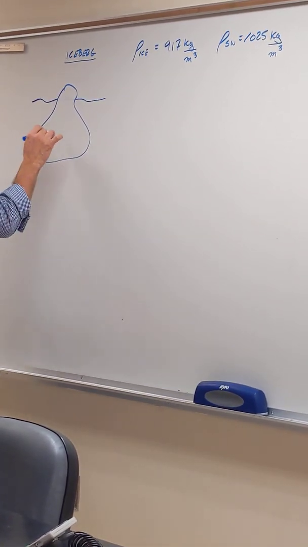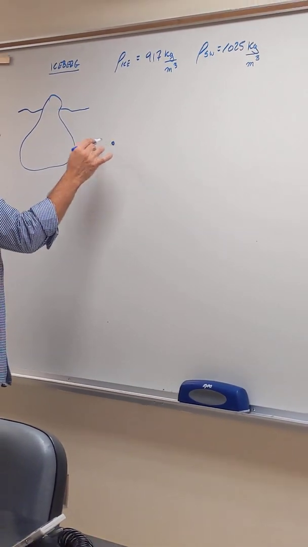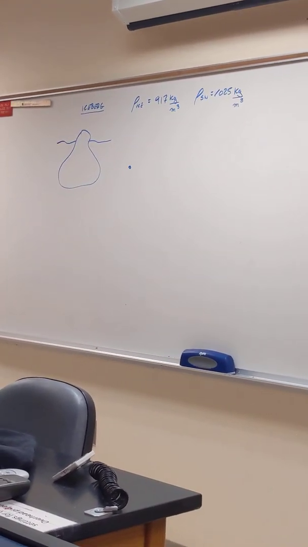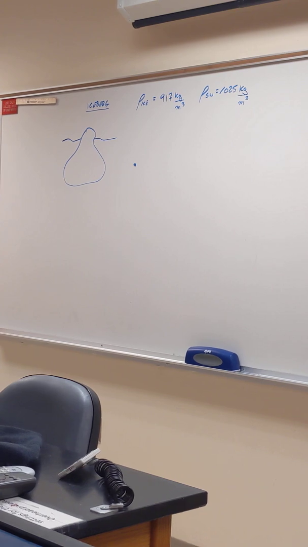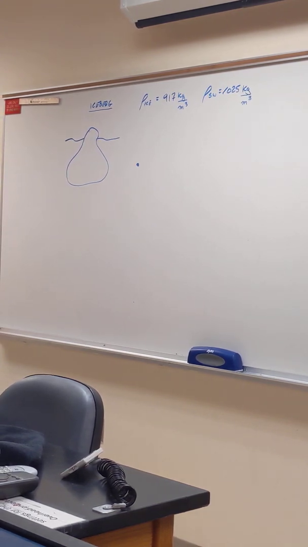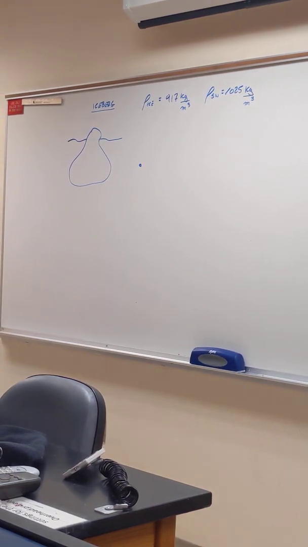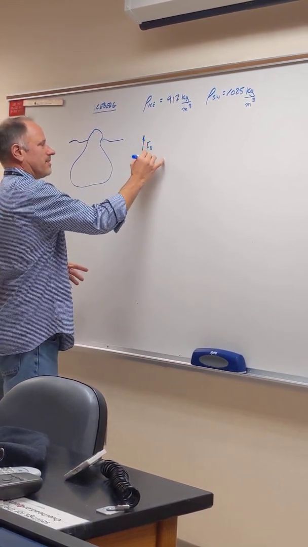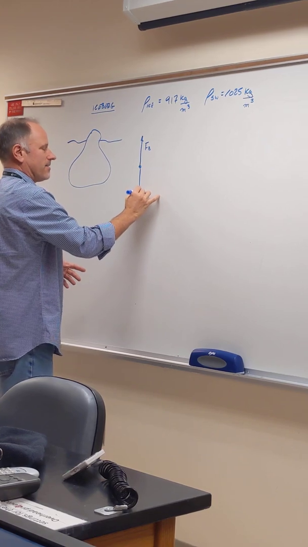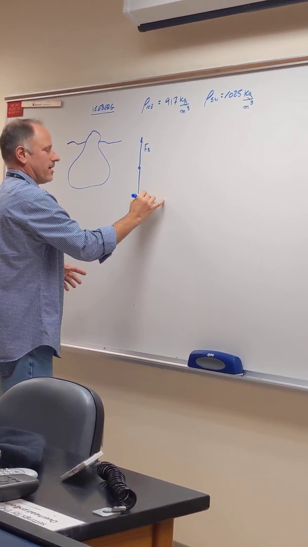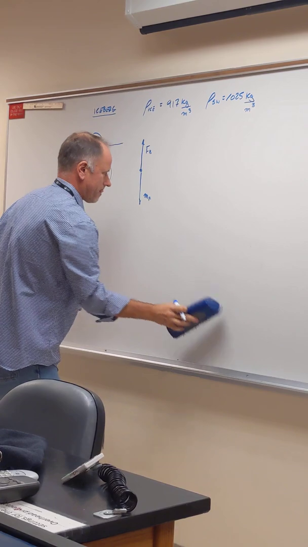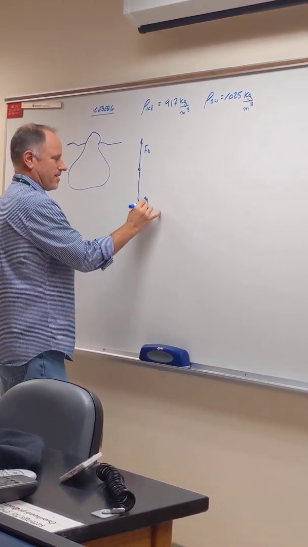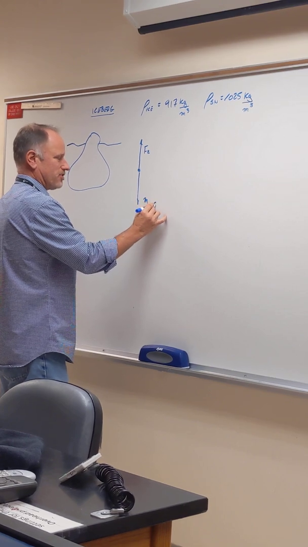Now, looking at this as an object, what are the forces acting on the iceberg? Weight down and buoyant force up, correct? Yes. Okay, so force buoyant up, and force of gravity down, the mass of the iceberg times g.